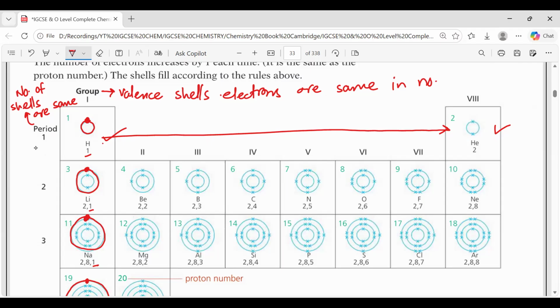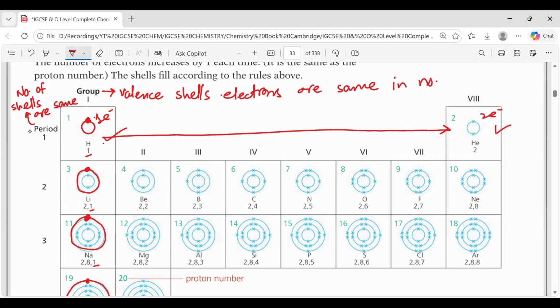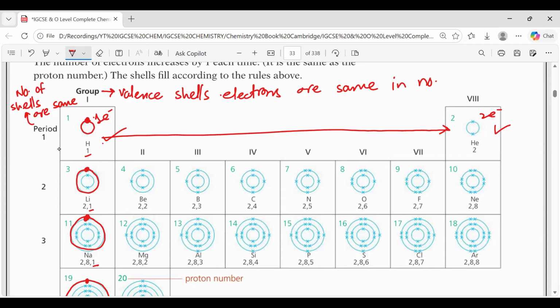How will you check period? In period number one, the elements of the atom have just one shell. The shell will be one, no matter how many electrons are there. You see, there is a difference. In this, there is one electron. In this, there are two electrons, right? In the same shell. When we are checking the periods, you just need to check the shell. If I say period number one, it means all the elements of period one will have just one shell, right?